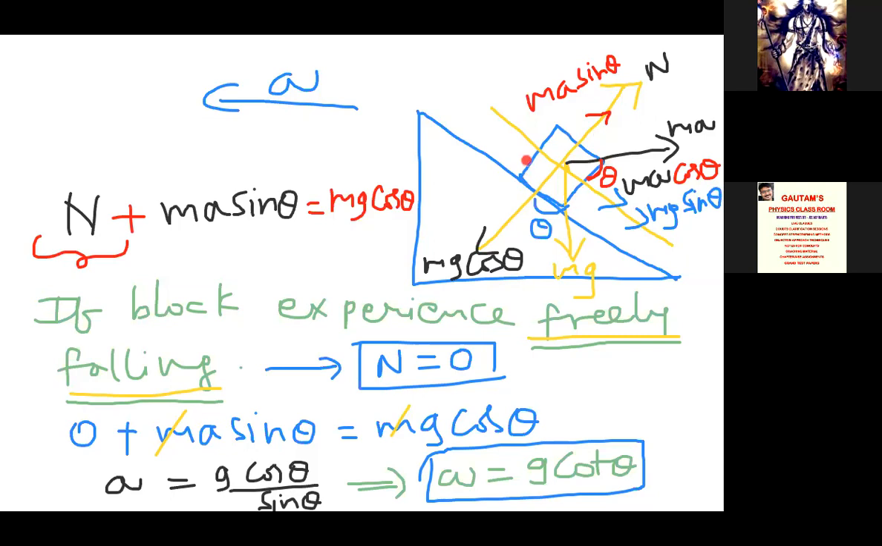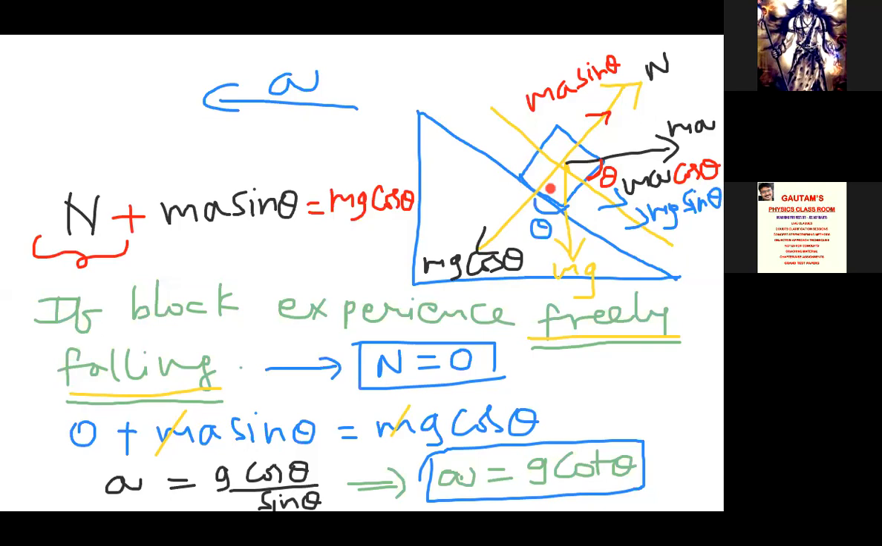Otherwise it will not experience the freely falling situation even when placed on the inclined plane. That situation will occur only if the block is moving with what acceleration? The acceleration of the inclined plane is g cot theta. Then this block will experience the freely falling situation. I hope you are clear with these applications now.